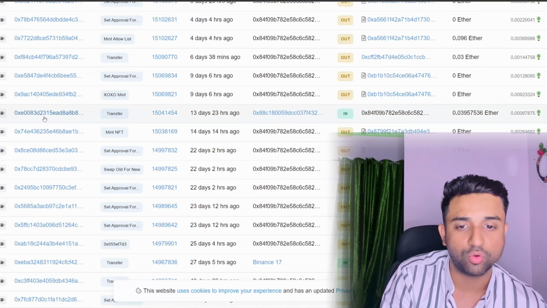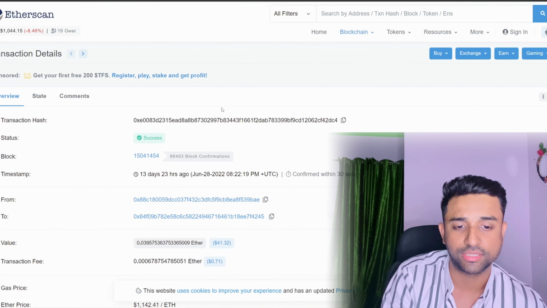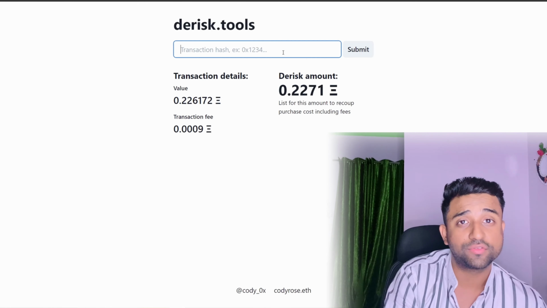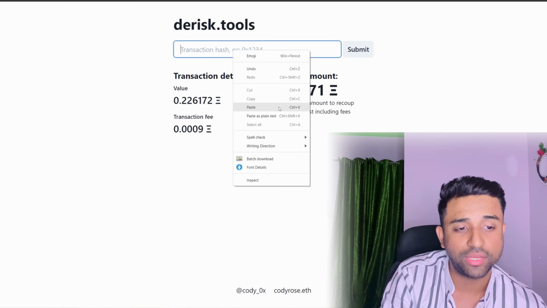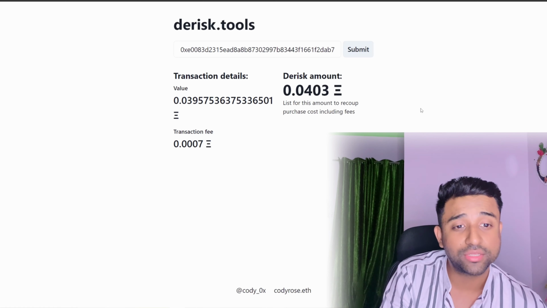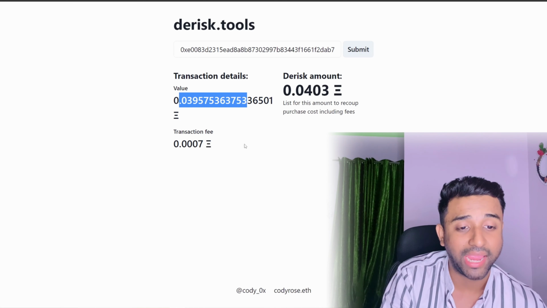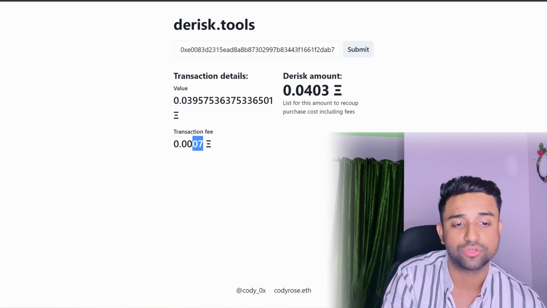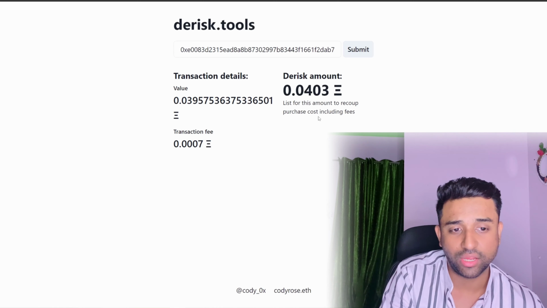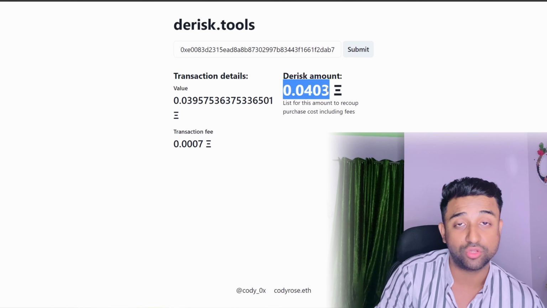Let's say I'll be opening this one, since I have minted this NFT by paying some money. We need a transaction hash for it. We'll copy this transaction hash and go to this website called drisk.tools. You need to enter your hash here. Once you enter the transaction hash, click on submit. It will show you that the transaction value was around 0.03 ETH and the transaction fee was around 0.007 ETH. If I want to make money out of this particular NFT, I would need to sell it at 0.0403 ETH.